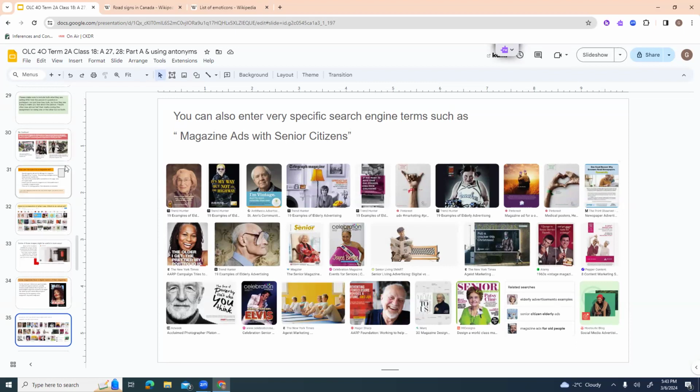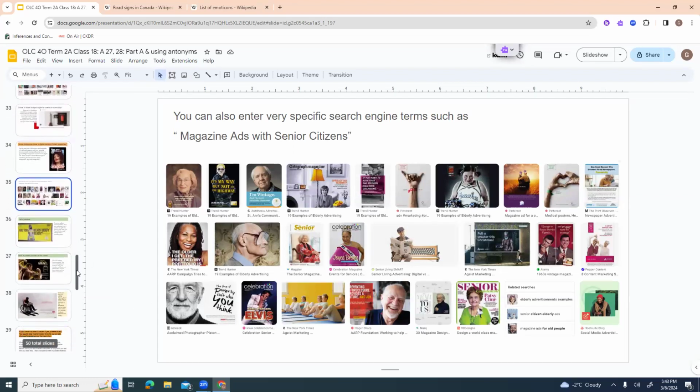So for any category that you're having trouble finding people for, it's fine to search magazine ads with wealthy people, magazine ads with disadvantaged people. It might not come up with something, but it might, and it's worthwhile looking at it. Just look at it carefully and make sure it really is an ad, for example. Okay, we're getting close.